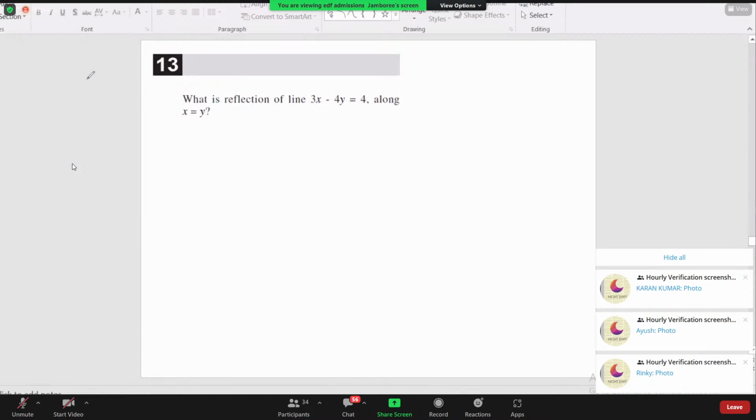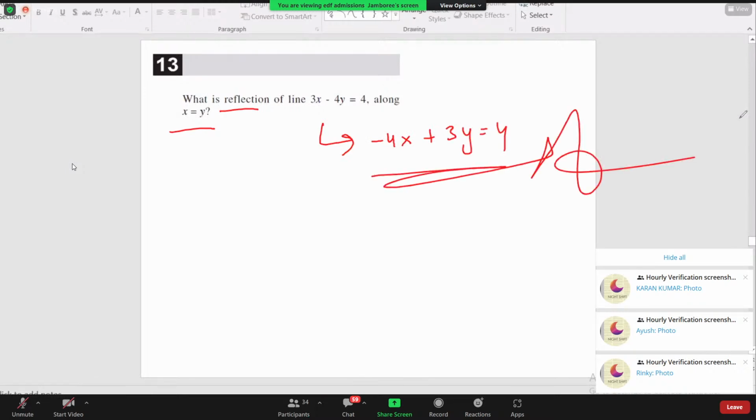I don't think it should take this much time to solve this question. Exactly. So the given equation is 3x minus 4y is equals to 4. We need to find out the reflection of this line along x is equals to y. So just exchange the coefficients of x and y and you'll get your answer. So it will become minus 4x plus 3y is equals to 4. That's it. Sorted. You don't need to apply anything else in this context. You just need to flip the coefficients of x and y and get the answer. Sorted. That's it.